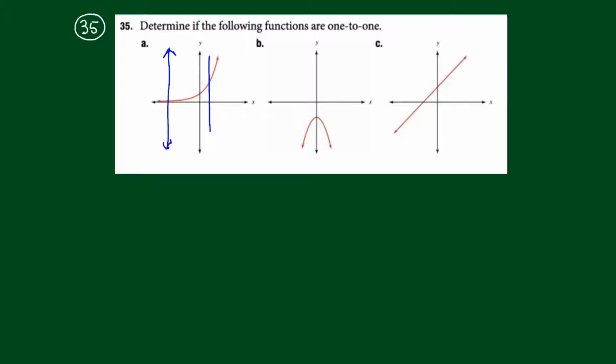For example, if the line was over here, what it means is that if we choose that x value, follow it up, it hits the curve right here, you get only that y value, one x to one y.